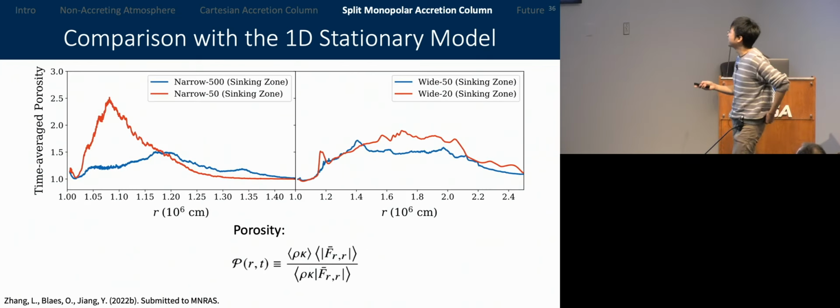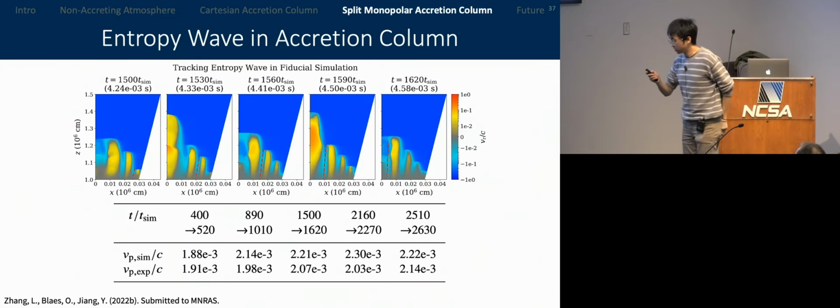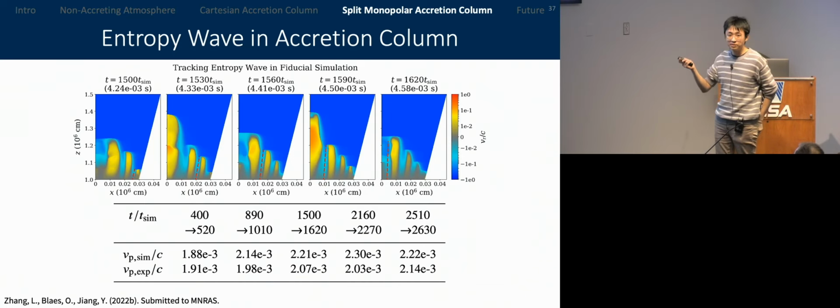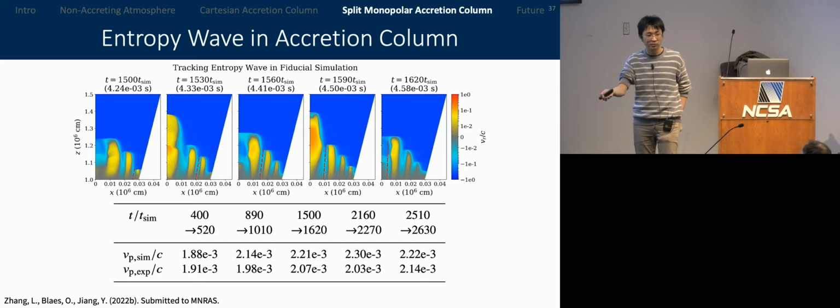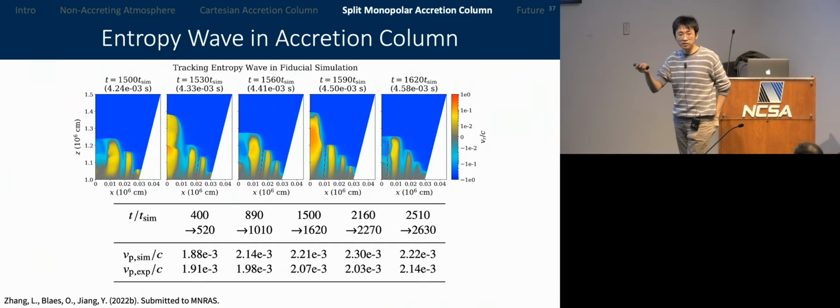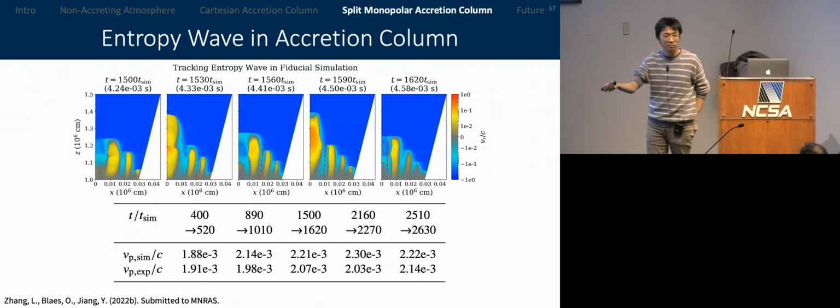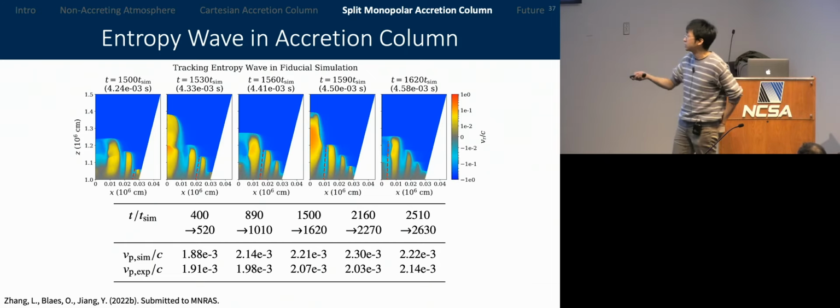OK, so I'm going to skip this and this. Okay, so I just keep talking about the photon bubble instability. And so photon bubble instability comes from one of the modes. It's one of the entropy modes. And the imaginary part is a real number. Therefore, it creates this instability.